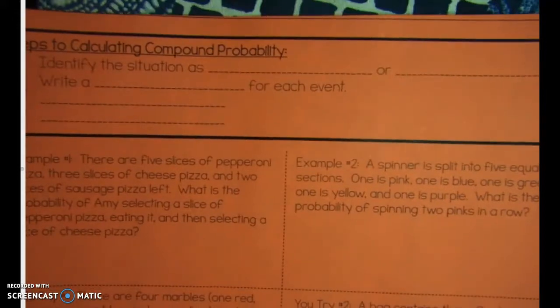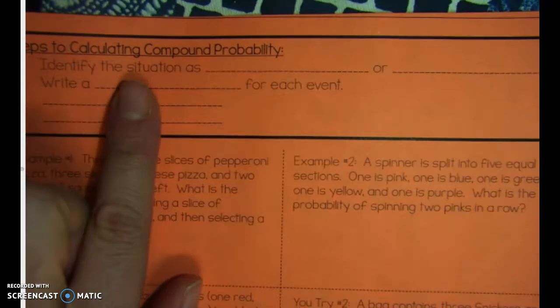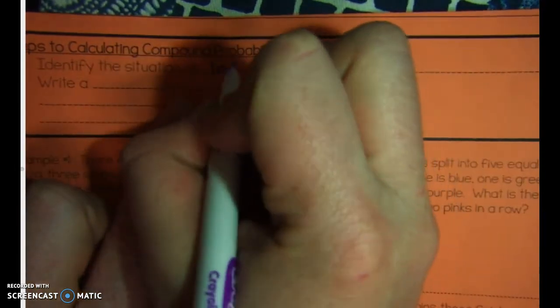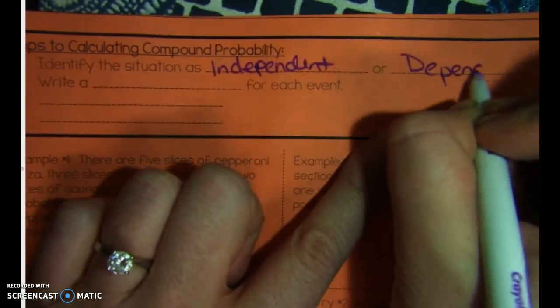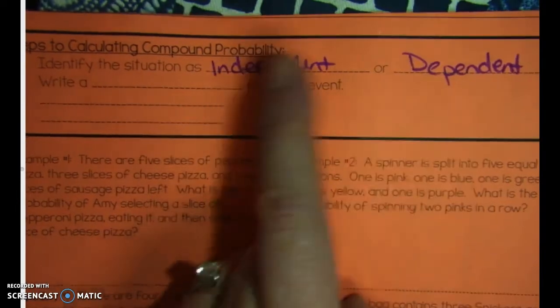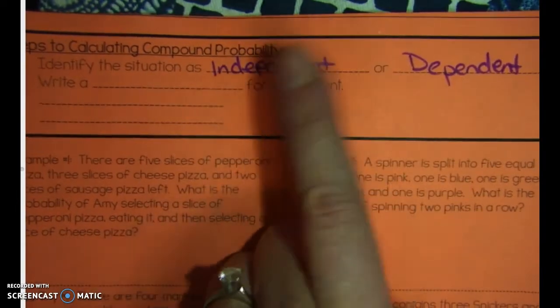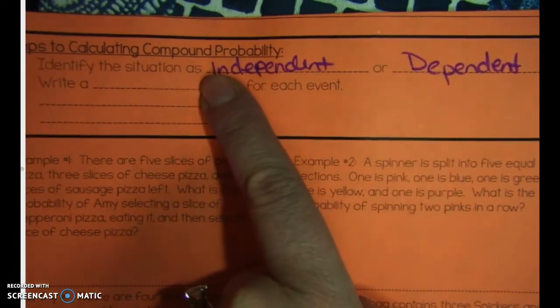All right, so here, our first step with any probability, we're going to identify the situation as either independent or dependent. Remember, dependent changes, independent stays the same. So my denominator is going to change for dependent, stays the same for independent.